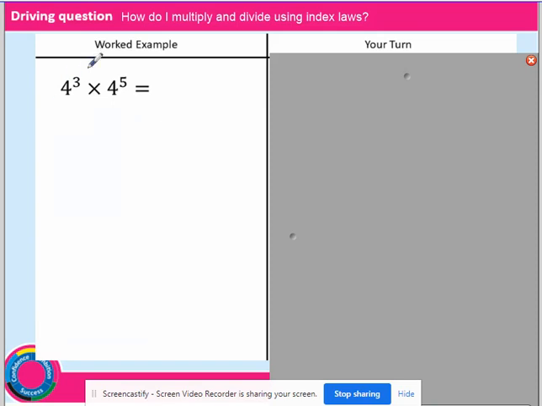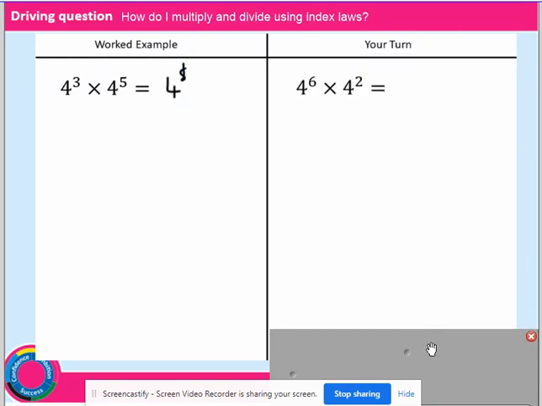So here, 4 to the power of 3 multiplied by 4 to the power of 5 gives us 4. The base stays the same. We add the powers. 5 plus 3 is 8. You guys have a go at this one. 4 to the power of 6 multiplied by 4 to the power of 2 would give you 4 to the power of 8.